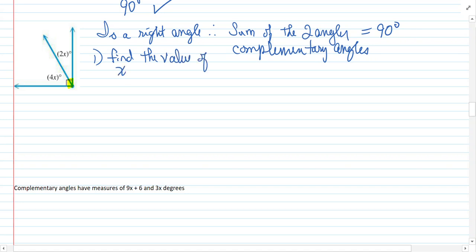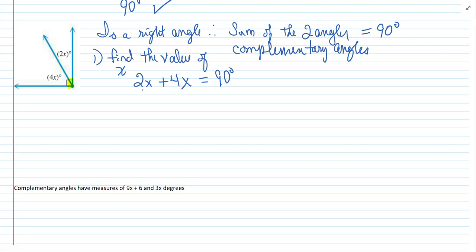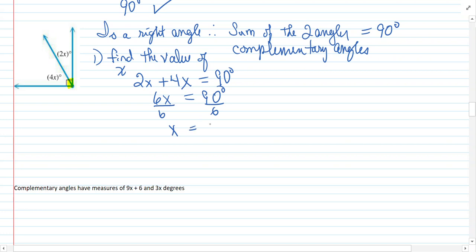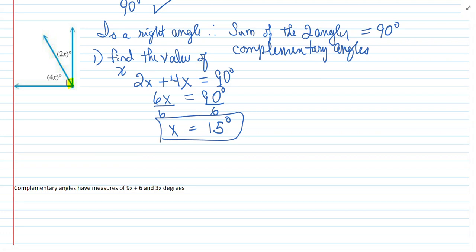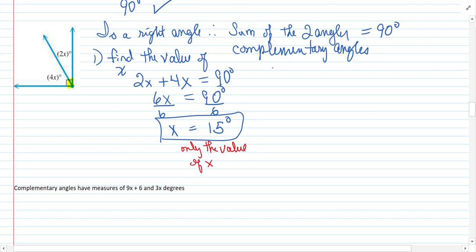All right, so I have 2x plus 4x has to equal 90 degrees. This one's easy, isn't it? Yeah. 6x has to equal 90 degrees. I'm going to divide by 6. And that will go 1, and 30 is 15 degrees. This is only the value of x. So our second step is to find the angle measurements.